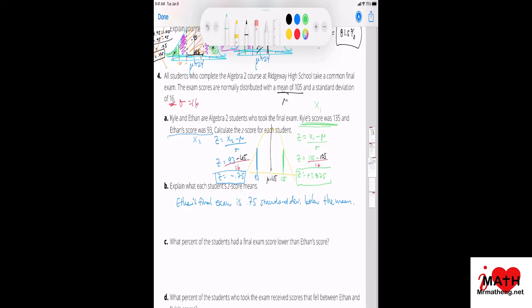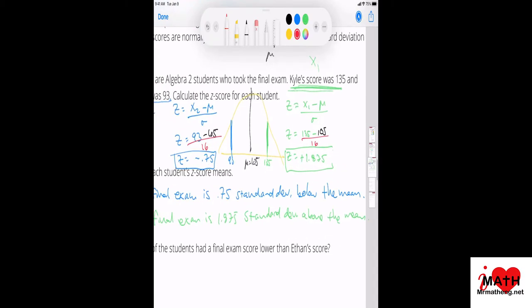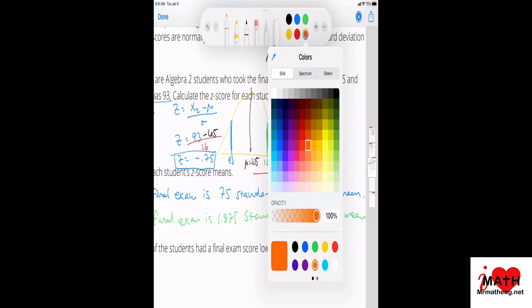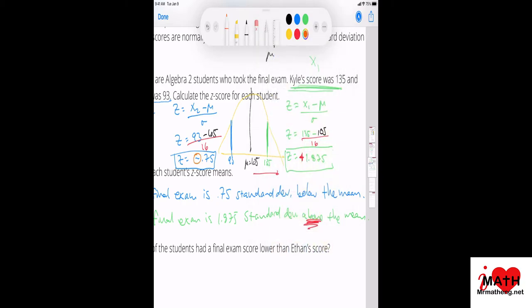Let's look at Kyle's. Kyle's final exam is 1.875 standard deviations above the mean. So again, to highlight that, positive numbers go towards the right. That's why it is above. Negative numbers, in this case, are below. That's going towards the left.